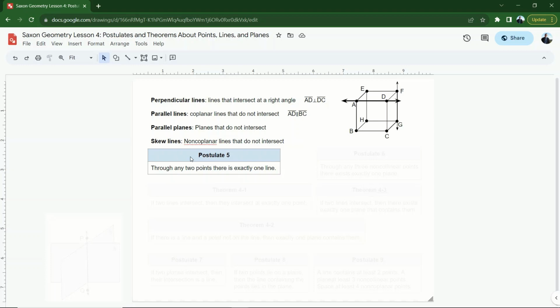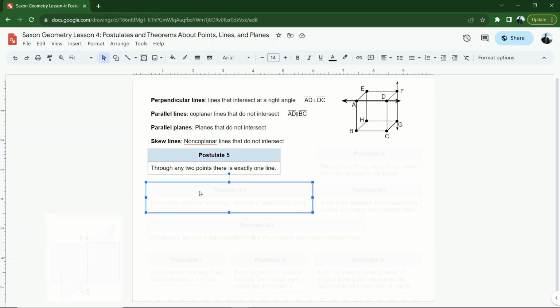Postulate 5 states that through any 2 points, there's exactly 1 line. Another way to think about this, there's no way I can connect 2 points with a straight figure other than the exact 1 line that connects them. And any other figure that I could connect 2 points with is not a line because there's just 1 line. So if I draw the line that connects 2 points and I try to make another figure that connects those 2 points, there's no way to do it. There would be no second figure. That's postulate 5. Next, we're going to read theorem 4.1.